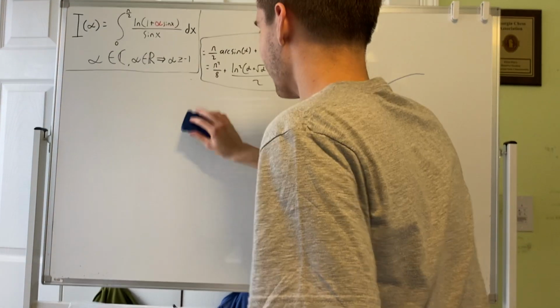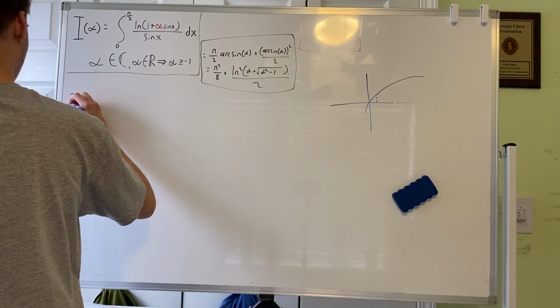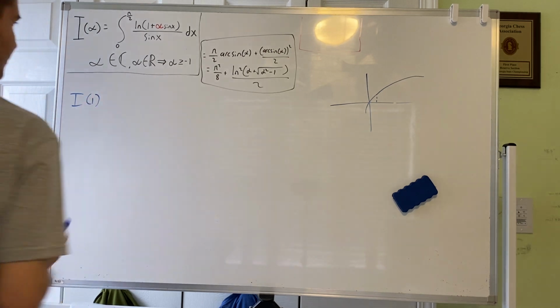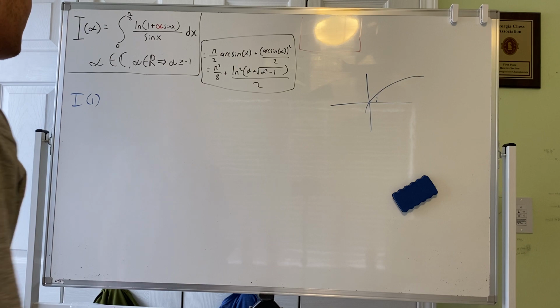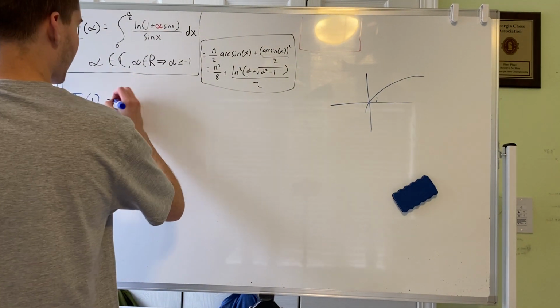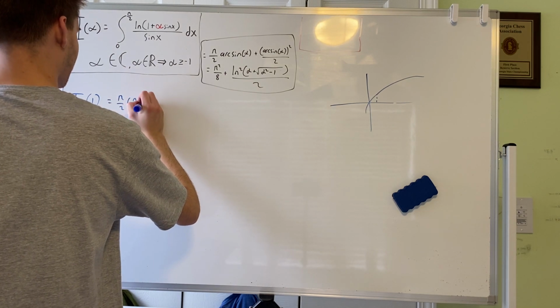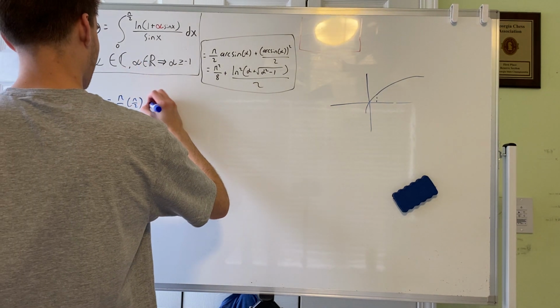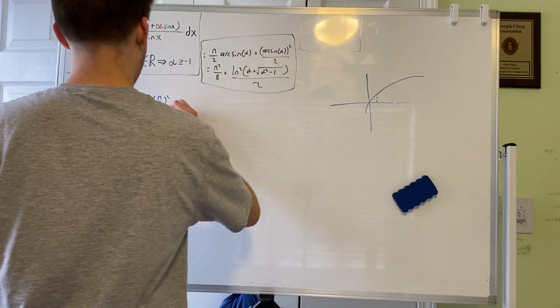Okay, so now I just want to make a table of values here. So let's do I of 1. We can use the arcsine for 1 since it's within its real domain anyway. So we'd have pi by 2 times pi by 2, because sine of pi by 2 is 1, plus pi by 2 quantity squared over 2.